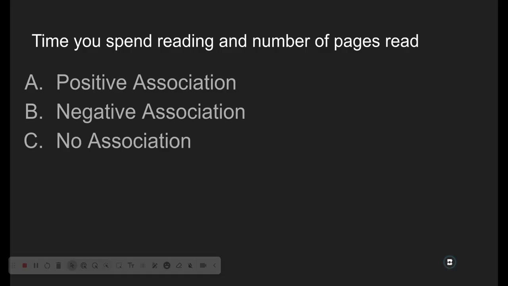Time you spend reading and number of pages read. So, is that going to be positive, negative, or no? Take a second. Okay, so the answer is positive because the more you read, the more time you spend, the more pages you have read. So I hope that makes sense. We'll talk more about the real world stuff when we are in person, like I said.